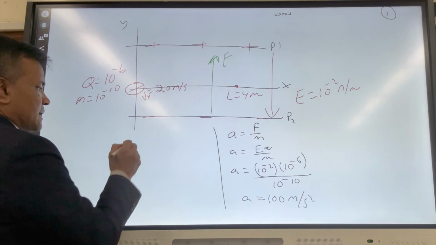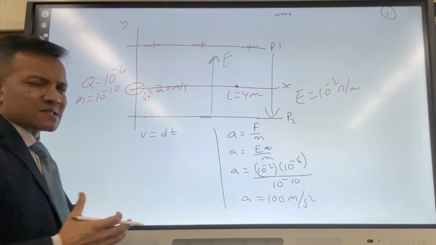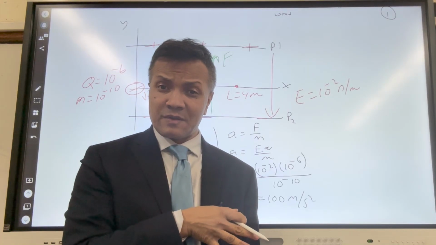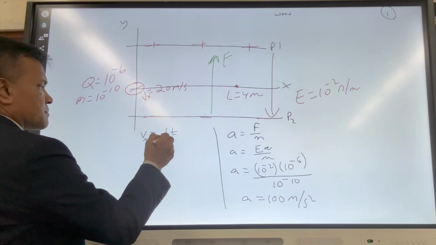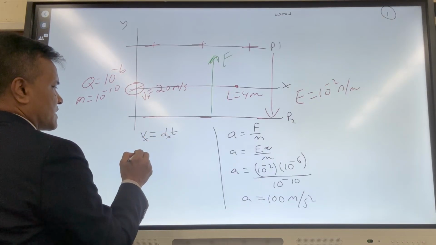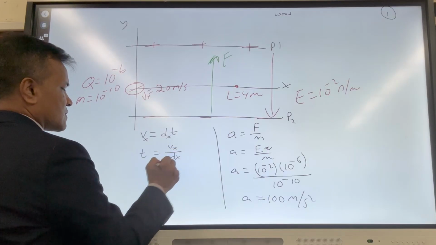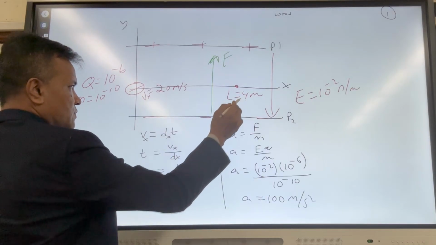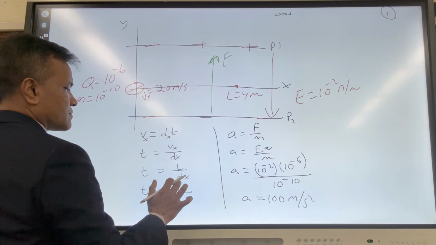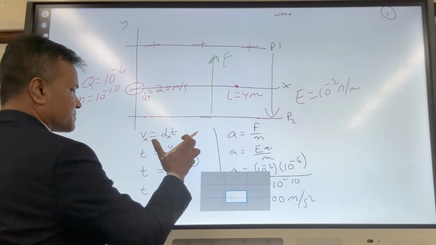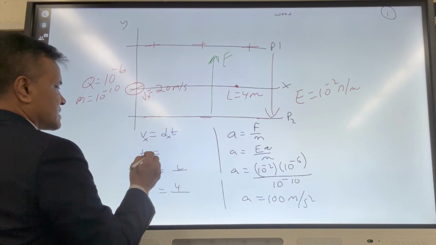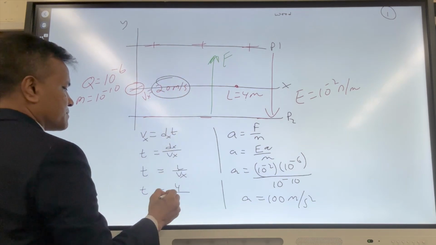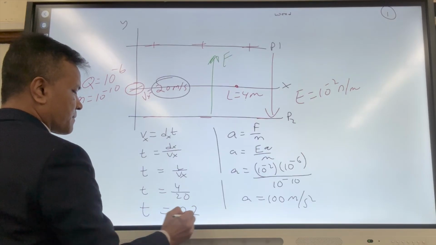Now, velocity is distance over time. This formula is only true in the x direction. In the y direction, this is not true. In the x direction, acceleration due to gravity is 0. That's where it is true. So we're going to make it obvious: t is equal to dx over vx. So t is equal to L over vx. L is 4, vx is 20. So t is 0.2. Good.